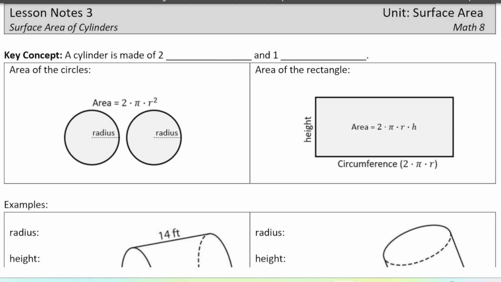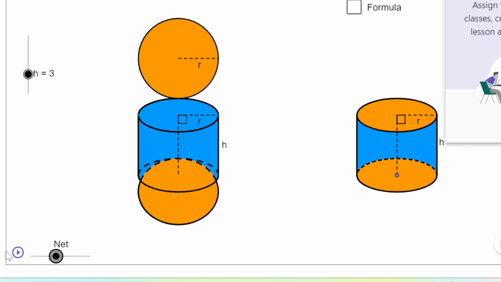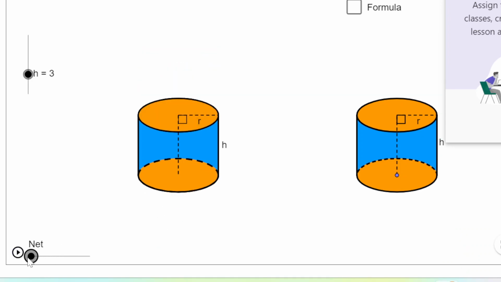Right, this is lesson 3 of the surface area unit. We're looking at cylinders today, which are circular prisms. I want to show you a little animation before we get started. So we have a cylinder here. I'm going to close it back up.